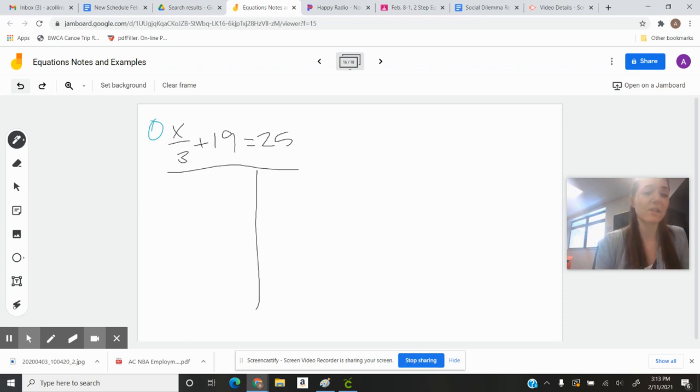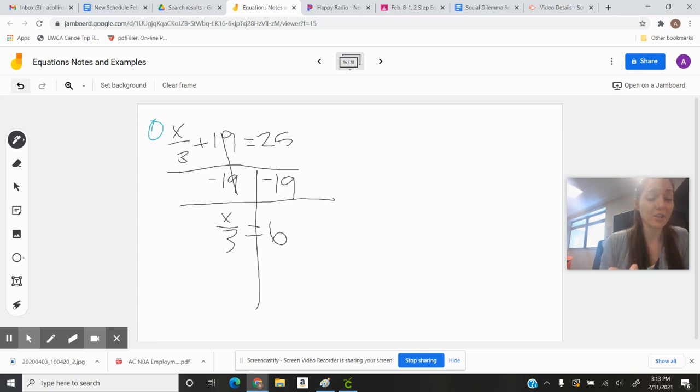So we have a positive 19. We can make it a 0 if we just take away 19, right? Subtract 19. Okay, if we do that, that's 0, and I'm left with x over 3 equals 6. Okay, now we have to deal with this ugly fraction. How do we cancel out a fraction? Here's how you do that.